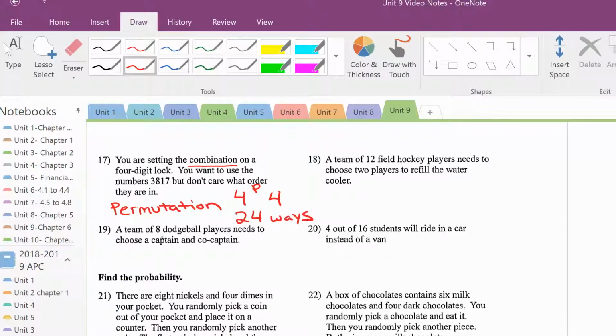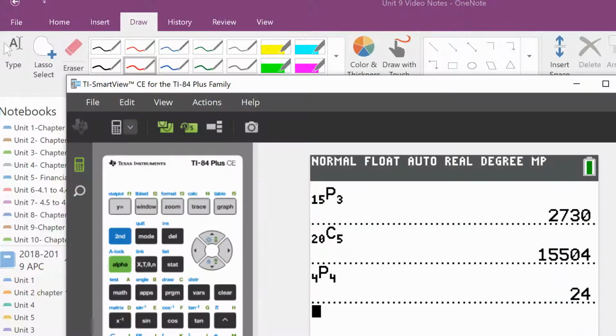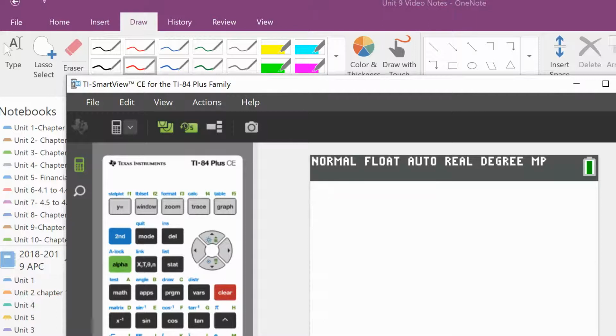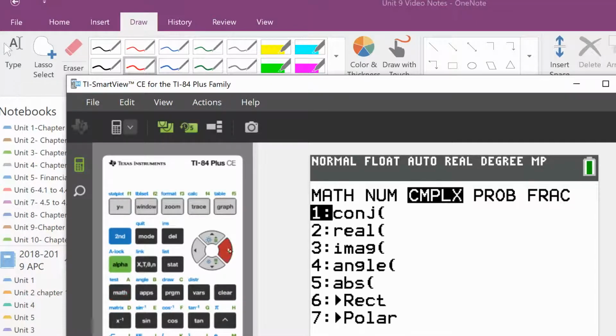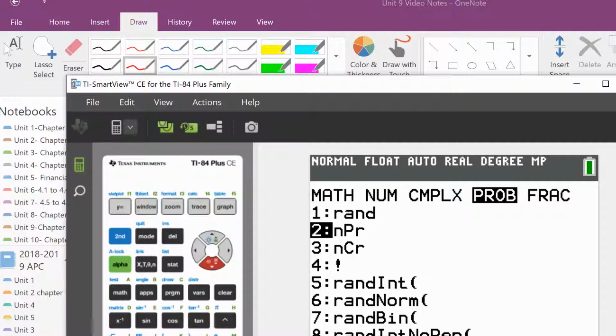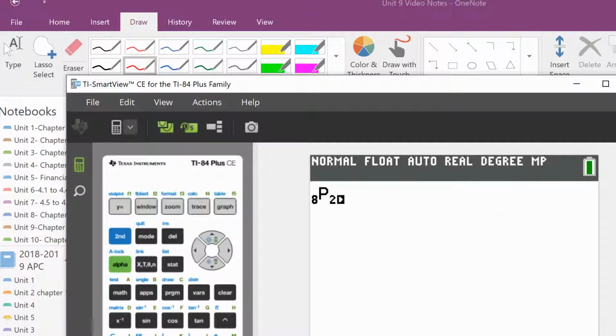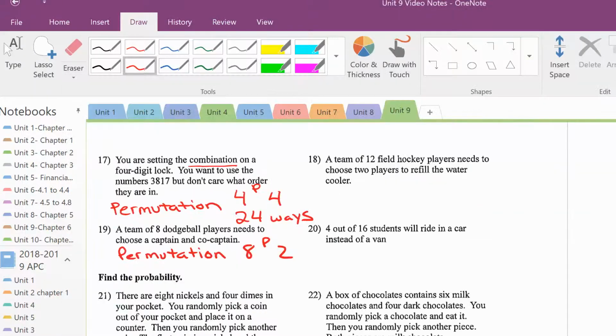A team of 8 dodgeball players needs a captain and a co-captain, so it matters, captain and co-captain, so it's also a permutation. 8 permutation 2. So you go 8, math, number 2 is permutation, and then 2. So it's 56 different ways.